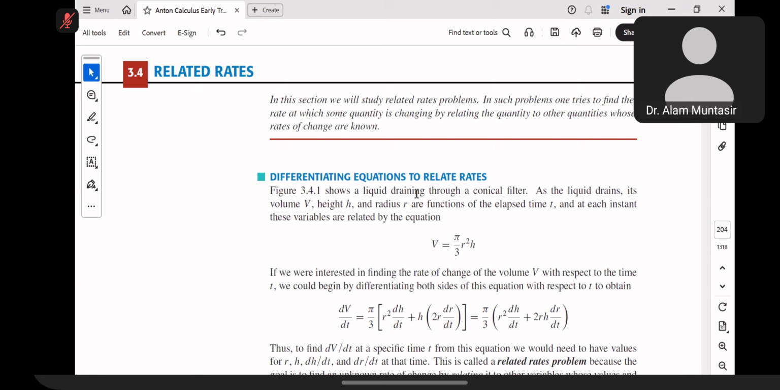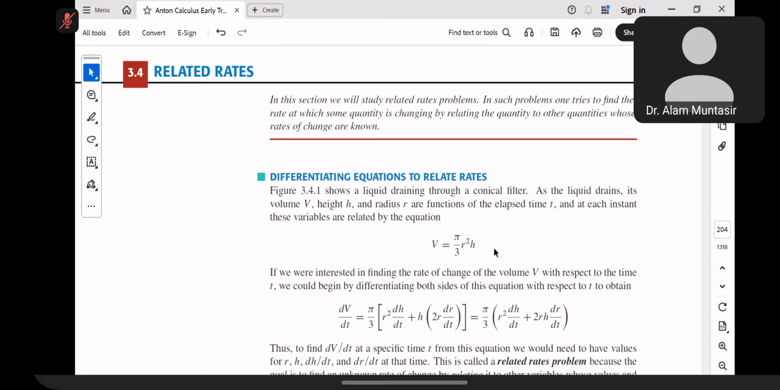So in this chapter of related rates, we take the change of any quantity, that means the quantity or the function having several independent variables, and their change with respect to time. For example, V equals 1/3 pi r squared h. This is the volume formula of any right circular cone. You know the right circular cone? Yes, sir.